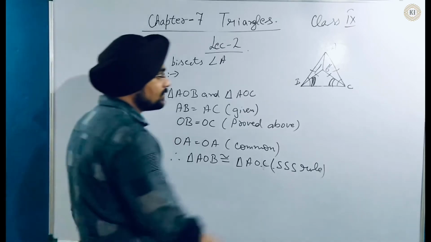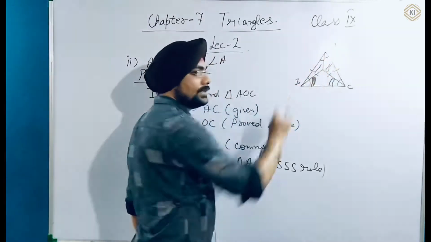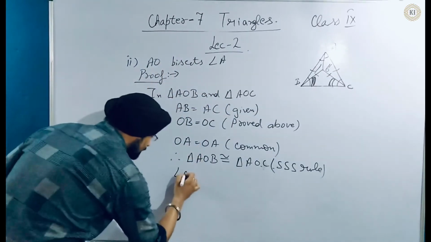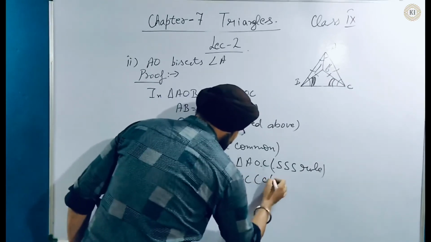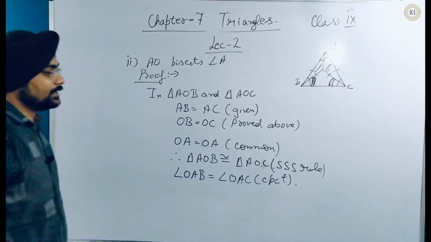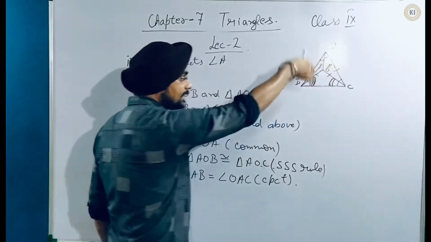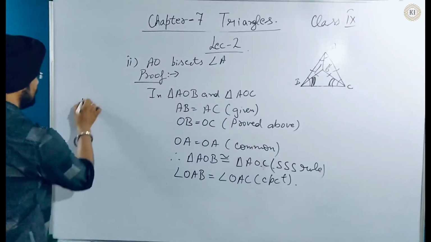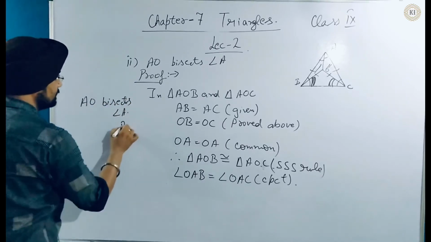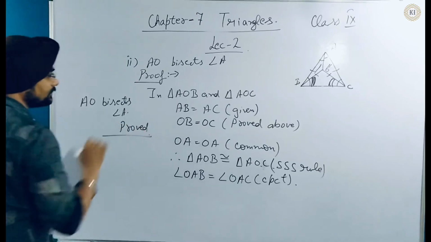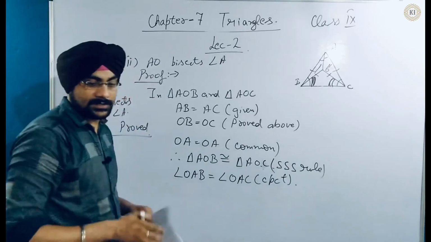When these two triangles are congruent, angle OAB will be equal to angle OAC by CPCT, that is corresponding parts of congruent triangles. Now both the angles are equal, which means that AO bisects angle A. So AO bisects angle A, that is proved. So these are some proofs based on the isosceles triangle. Now let us see another question.